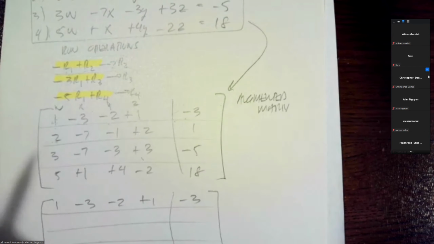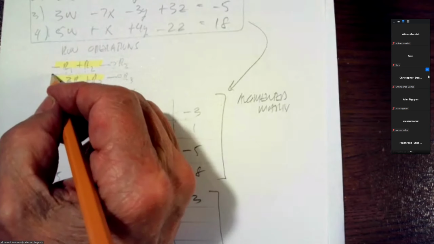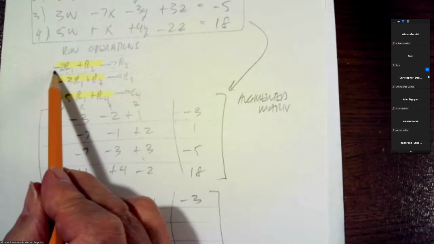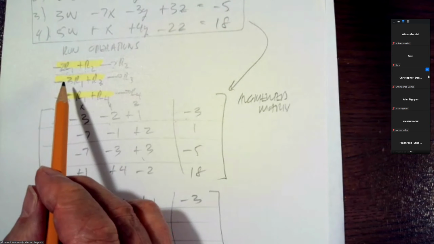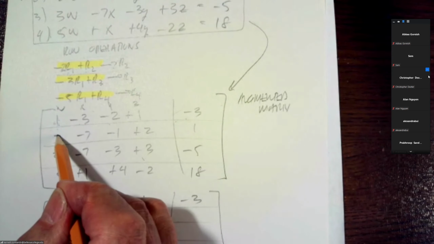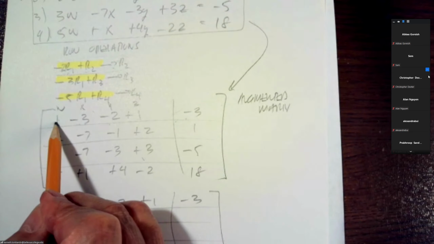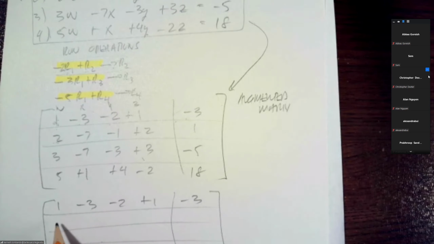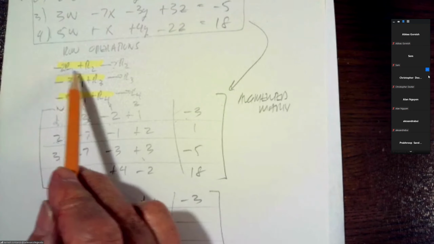Am I going to get anything here? Well, not if I do a 1, am I? Because that's a 1, that's a 2. So how about I make this 2? -2 row 1 plus row 2. Now what happens? -2 times 1 is -2 plus row 2. That's a +1. So that goes to 0, doesn't it? -2 row 1 plus row 2.